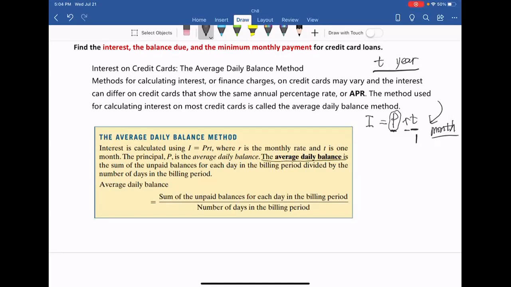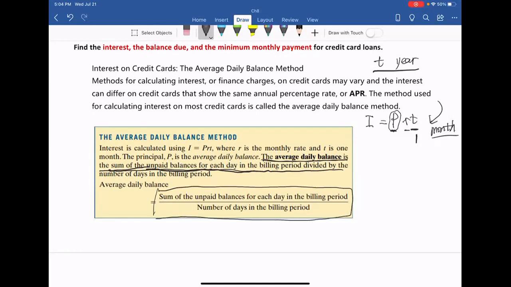The average daily balance is the sum of the unpaid balances for each day in the billing period divided by the number of days in the billing period. They gave you the formula here. How do we find the sum of unpaid balances for each day in the billing period?